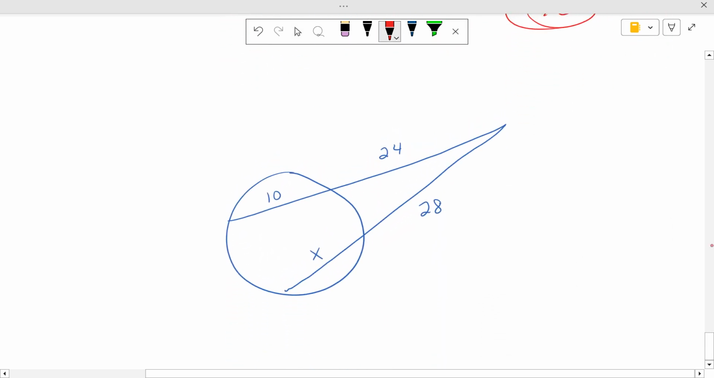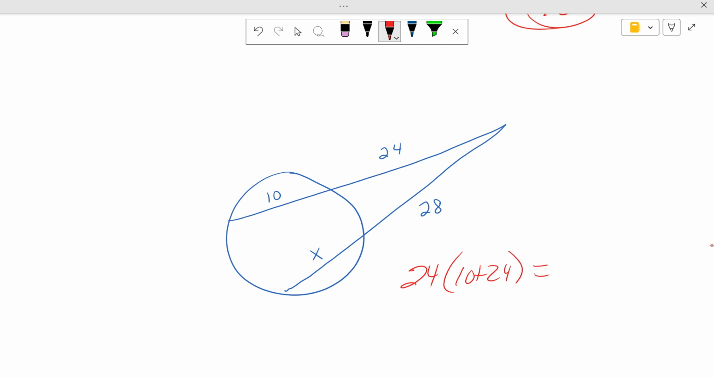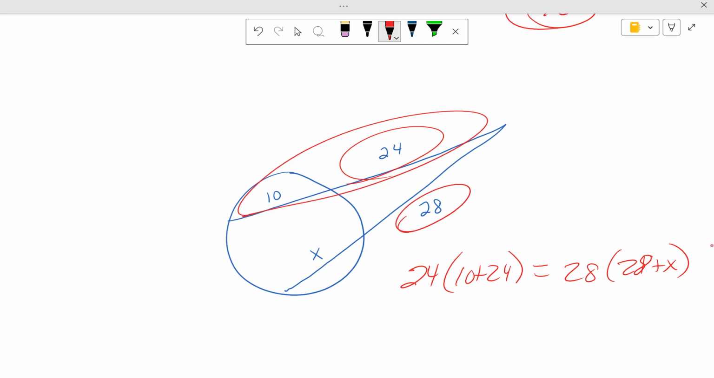So here, outside times the whole thing equals outside times the whole thing. Outside times the whole thing equals outside times the whole thing. That's how you do those.